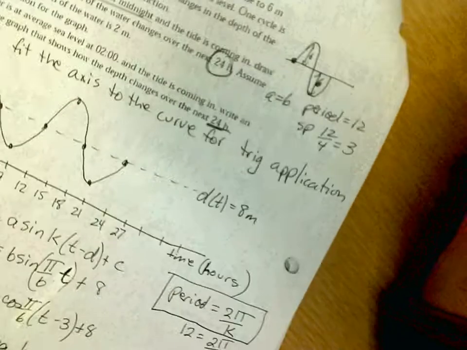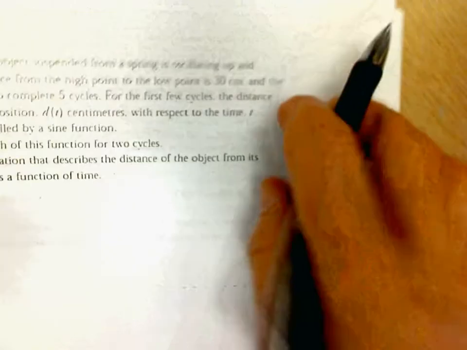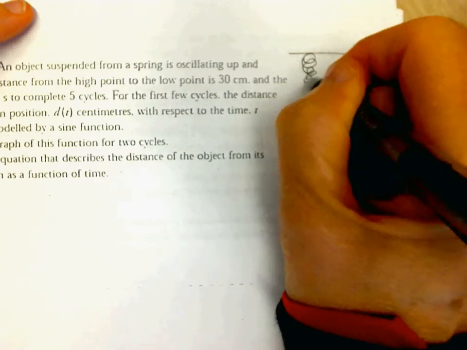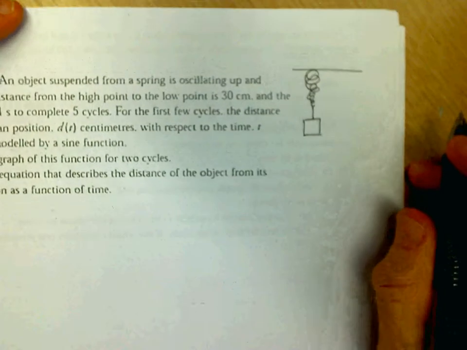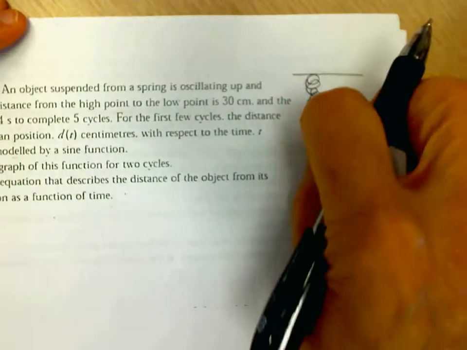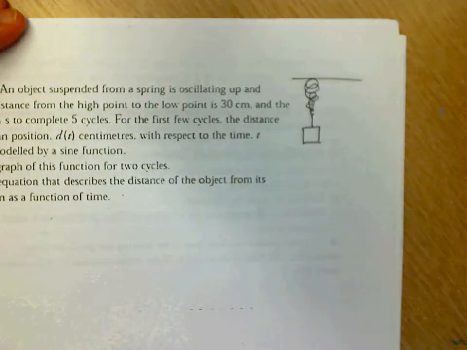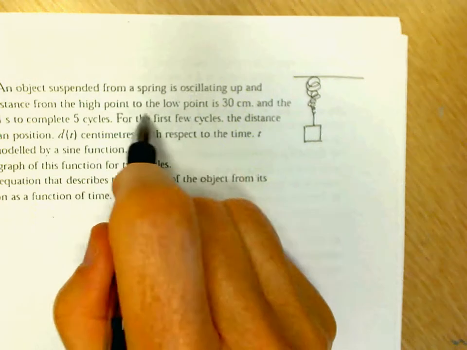An object suspended from a spring. So there's this object suspended from a spring, and you pull it down and it bounces up and down. So the height follows a sine function or a cosine function. The distance from the high point to the low point is 30 centimeters.